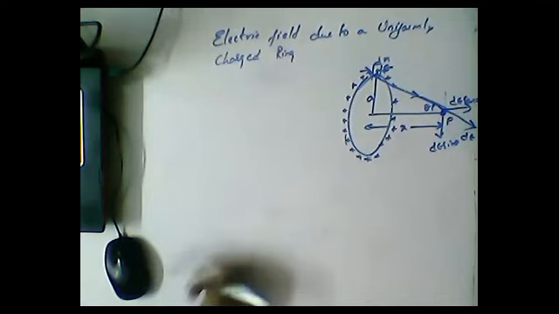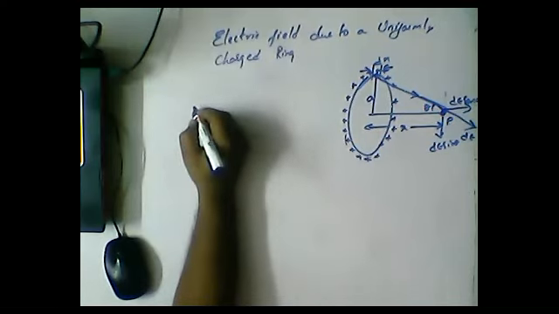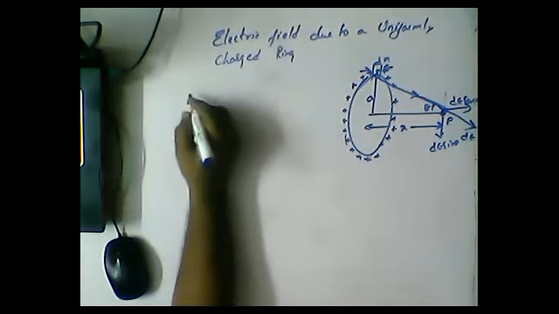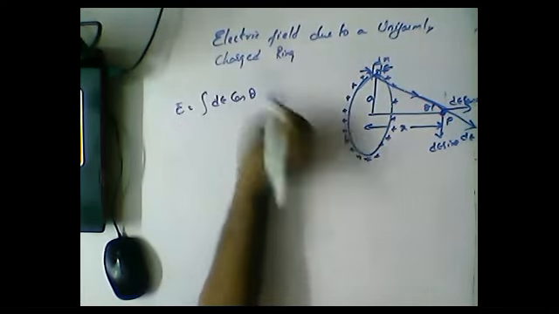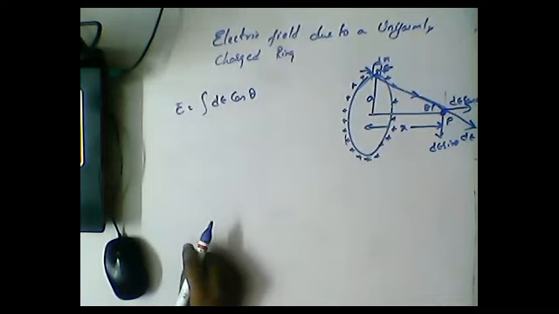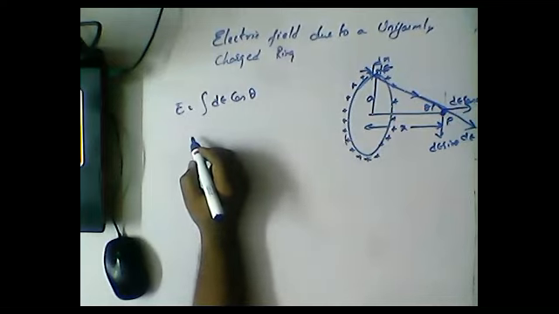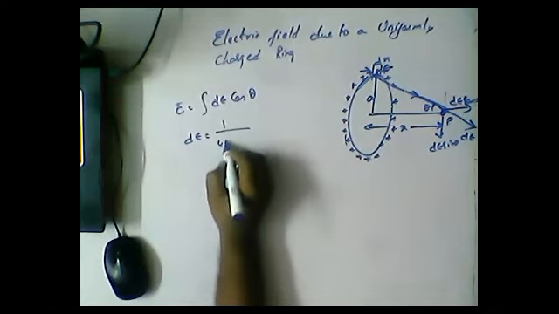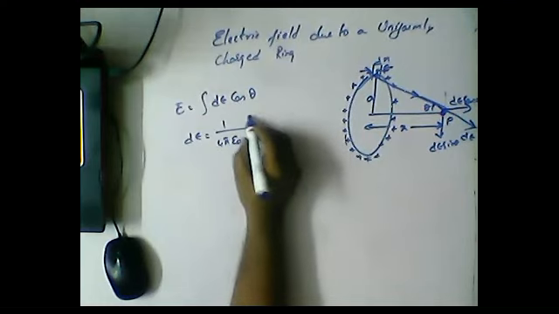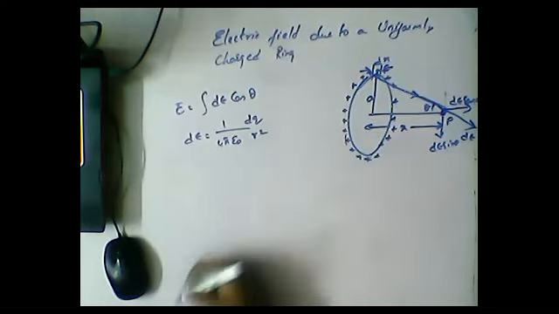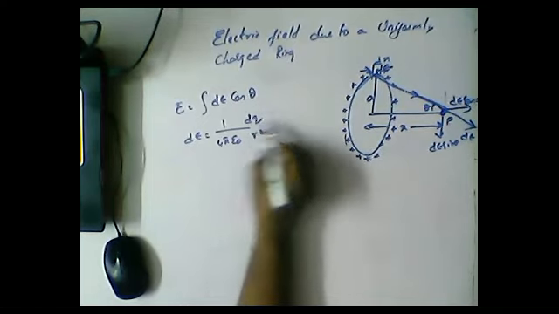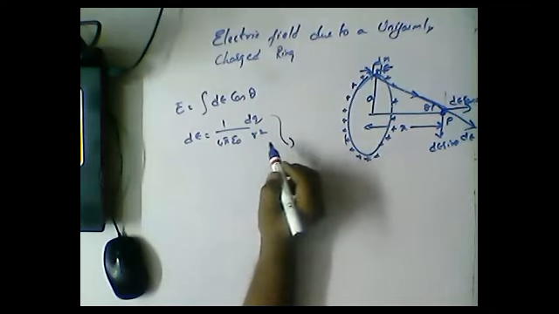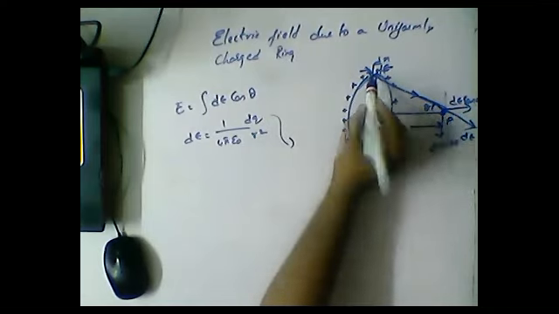So we can write that E is equal to the integration of dE cos theta. But what is dE, guys? dE is equal to 1 by 4 pi epsilon, dq by r square. But here what is dq? dq means the small elemental charge. Here, how much is it charged?